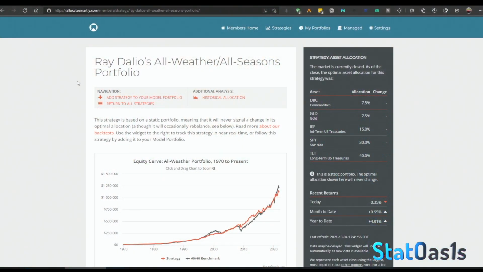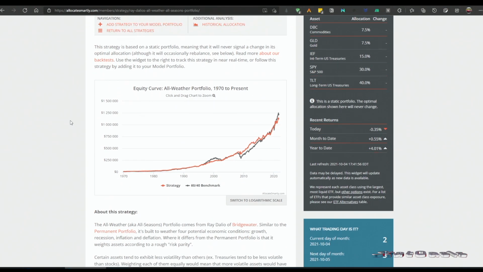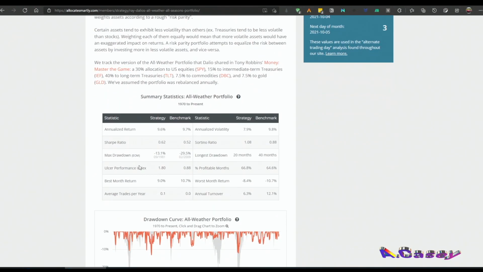They still do that basically on liquid ETFs, and they give you multiple choices on what day to trade it and to see the performance and then compare it with other strategies. They also have some static strategies like this one. This is the Ray Dalio all-weather portfolio, and we can see that compared to the 60-40 it's come really close. But look at this. This is the most important part, the maximum drawdown 13.1, which of course raises the AllocateSmartly performance index to 1.8 versus 0.88 for the 60-40.